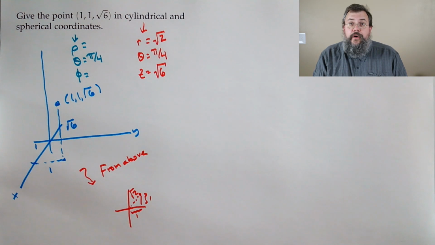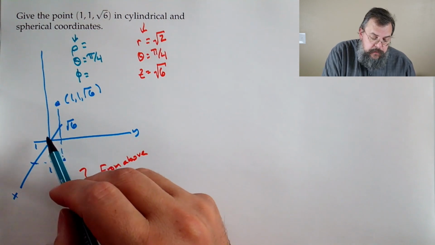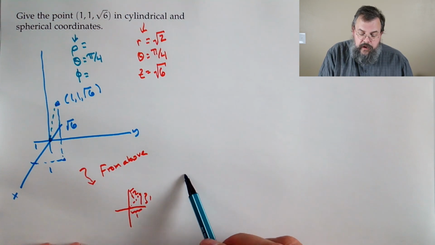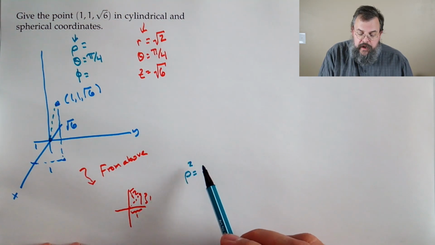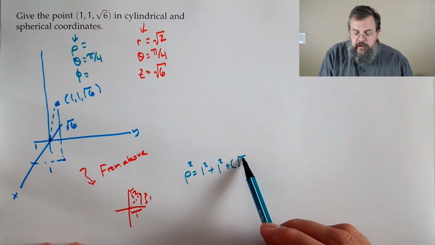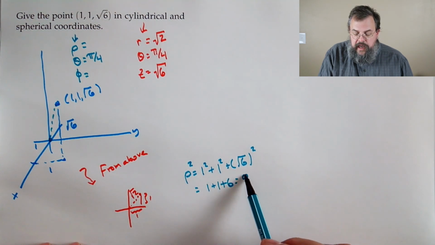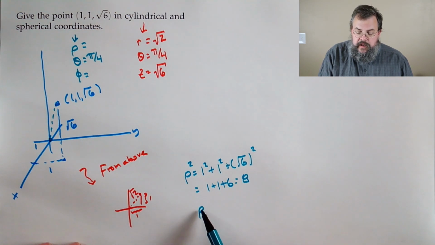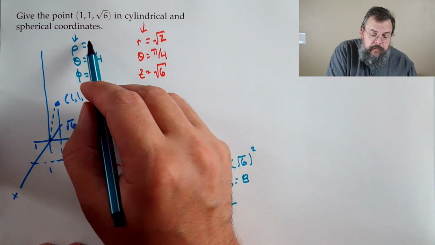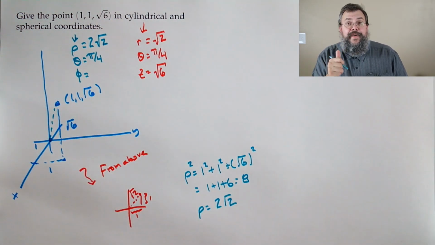Now, how about rho? Well, rho is how far are we away from the center? Now, when we say the center, I should say really the origin. In other words, what's that distance? Well, so for rho, we can say rho squared is 1 squared, the x-coordinate squared, plus the y-coordinate squared, plus root 6 squared. Or if you like, 1 plus 1 plus 6, which is really 8. Now take the square root, and get that rho is 2 root 2, or square root of 8, whichever one you prefer. Both are fine. 2 root 2. That leaves us with phi.